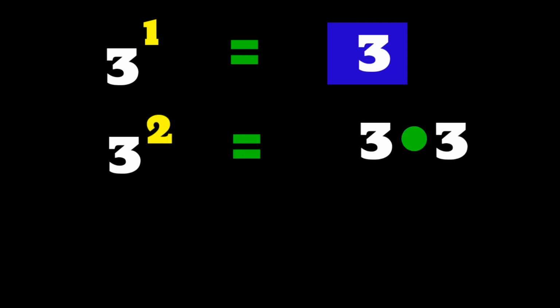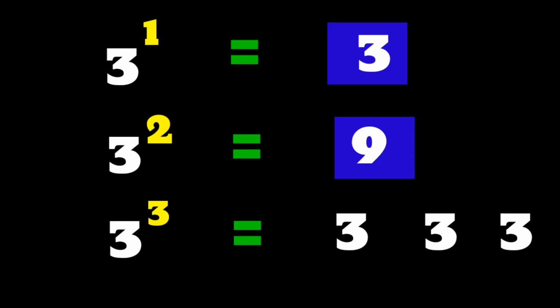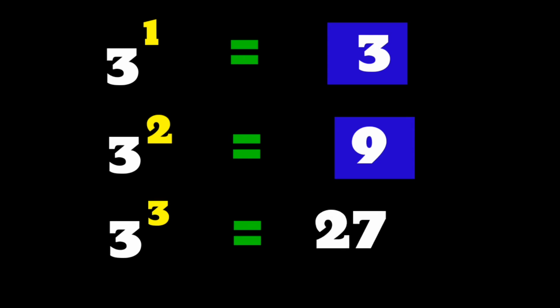3 to the first power is 3. 3 to the second power is 3 times 3 equals 9. 3 to the third power is 3 times 3 equals 9, times 3 equals 27.